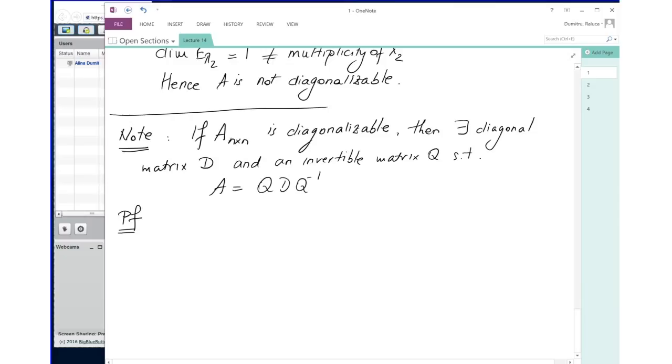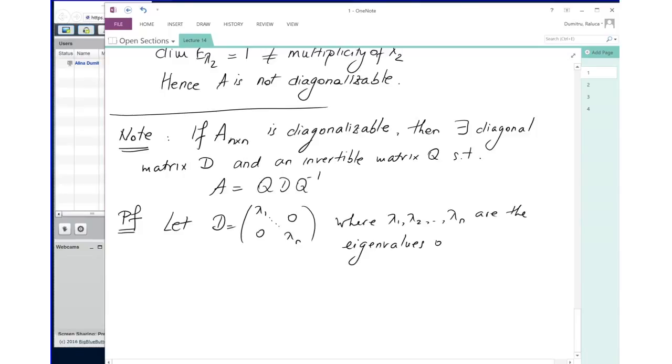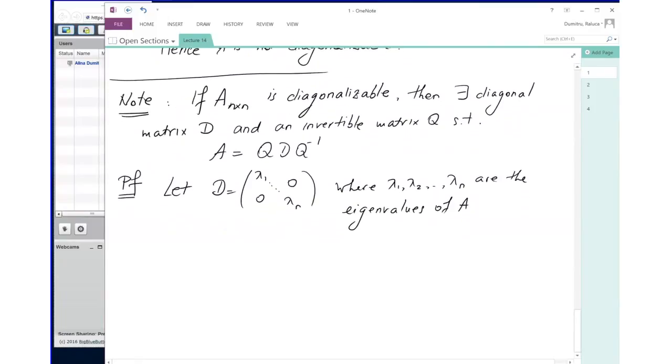So D is this. Those are the eigenvalues of A. Some of them could be the same, right? So if an eigenvalue has multiplicity 3, I'm just going to place it 3 times on the diagonal, right? In the end, I'm going to have n of them. All right, so who will this matrix Q be?